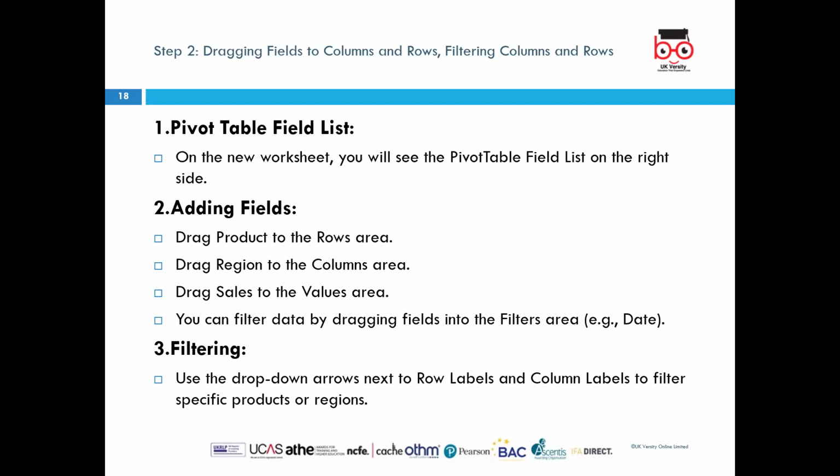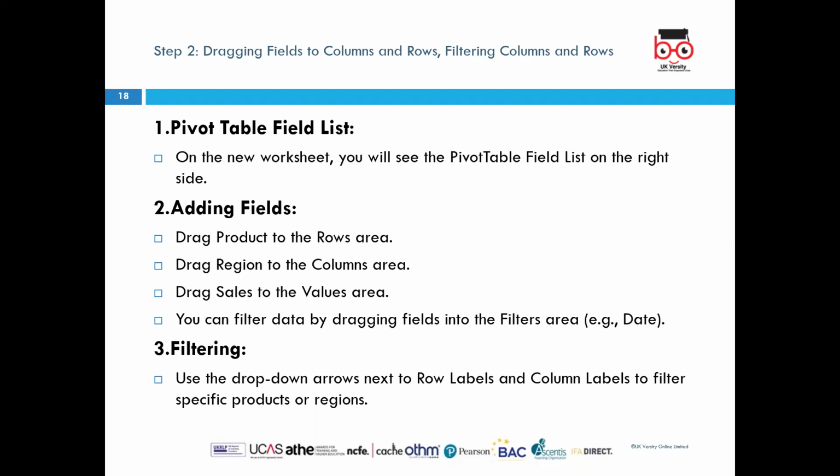Step 2, we're now going to be dragging fields to columns and rows, and filtering columns and rows. So our initial step is to pivot the table field. On the new worksheet, we'll now see our pivot table fields listed on the right. We're now going to be adding this field by dragging the product to the row area.